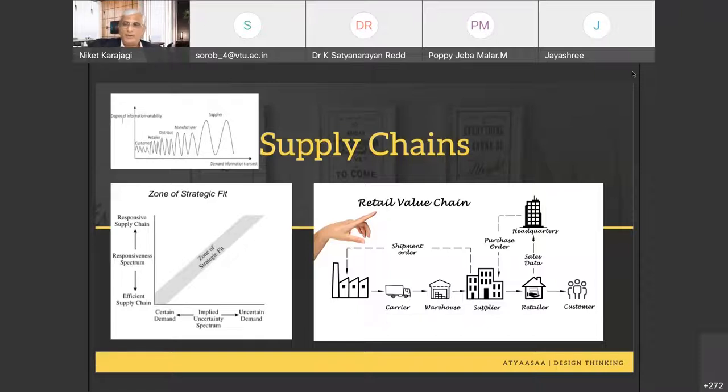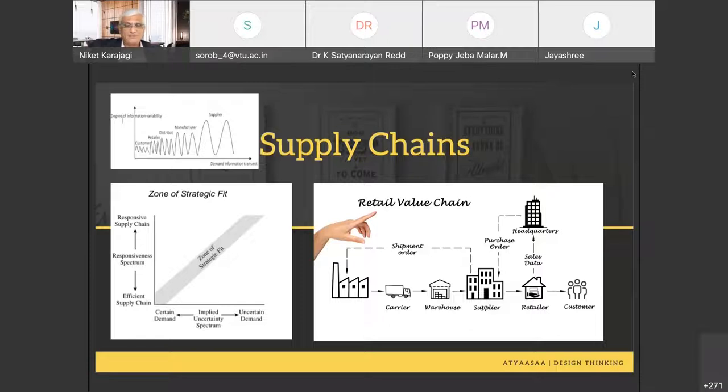Of the 40-odd prototypes that I have done, except for one, everything else has been on supply chain. That means 39 out of 40 prototypes that I have made in the last 6 to 8 years are supply chain prototypes. And the only thing that we were discussing in the supply chain was, how do we control this bullwhip effect?